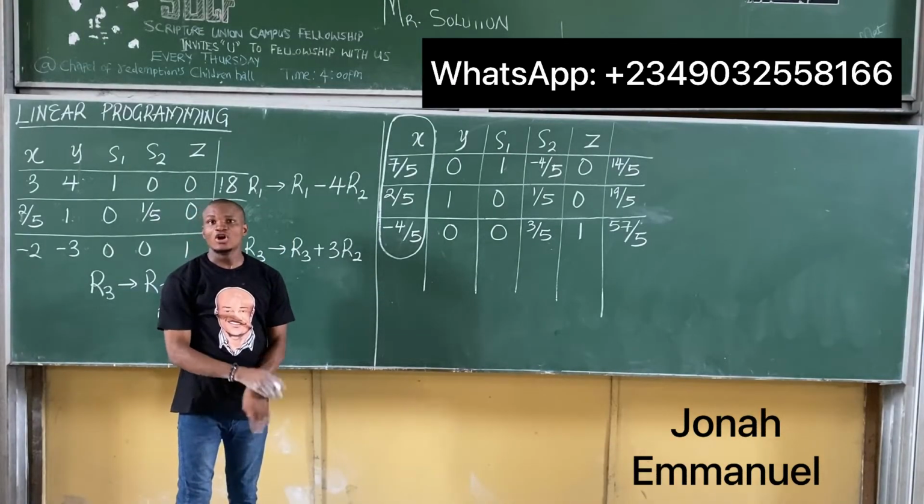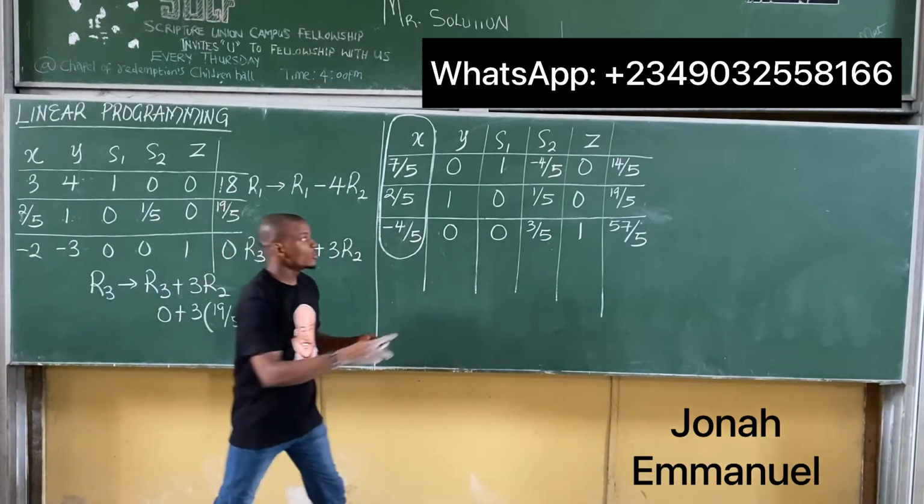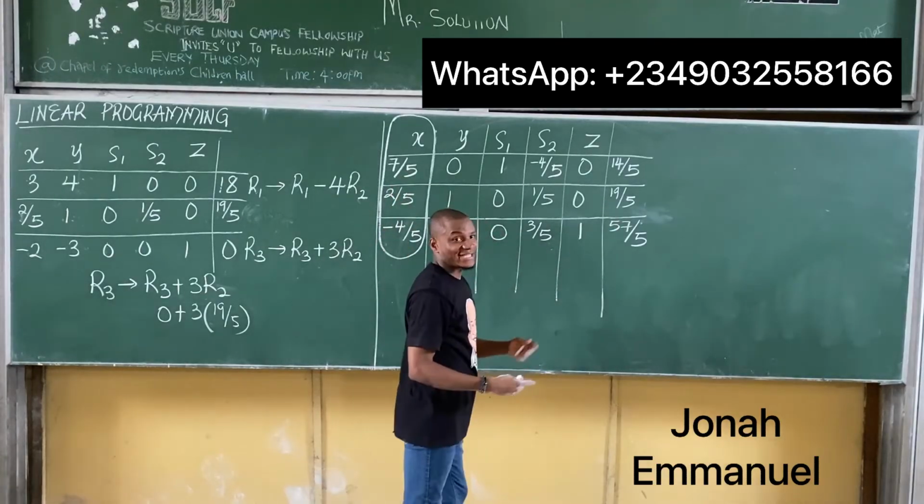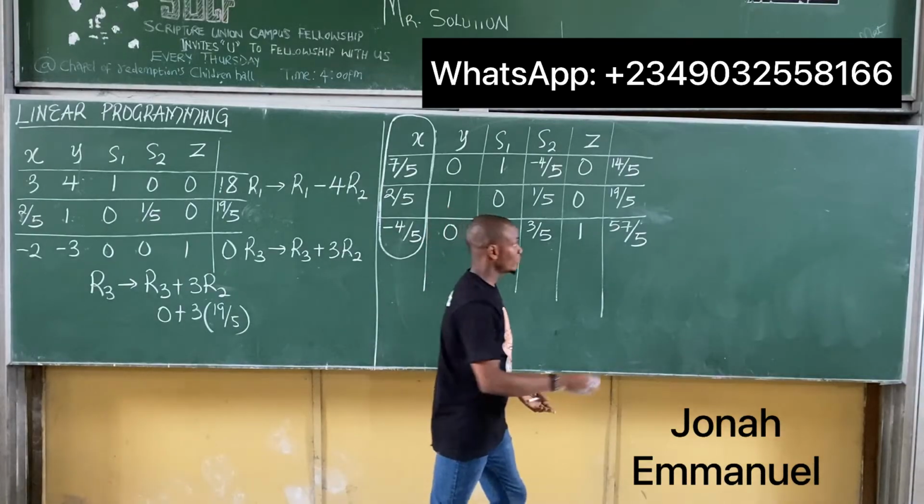Okay, so what next? Locate pivot element. How? Divide this by this. Divide this by this and get answers. So that means ratio.